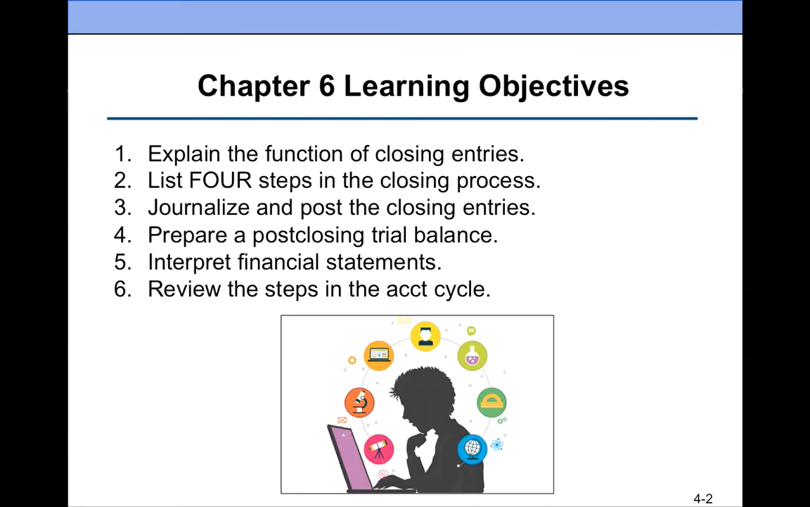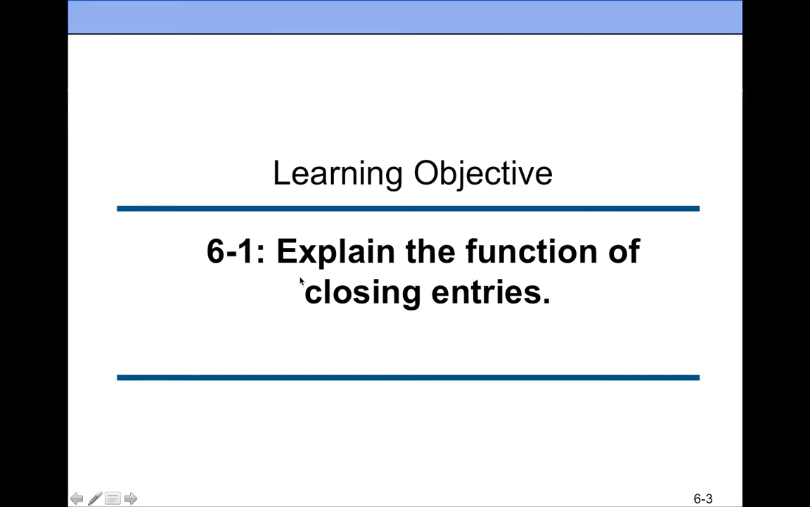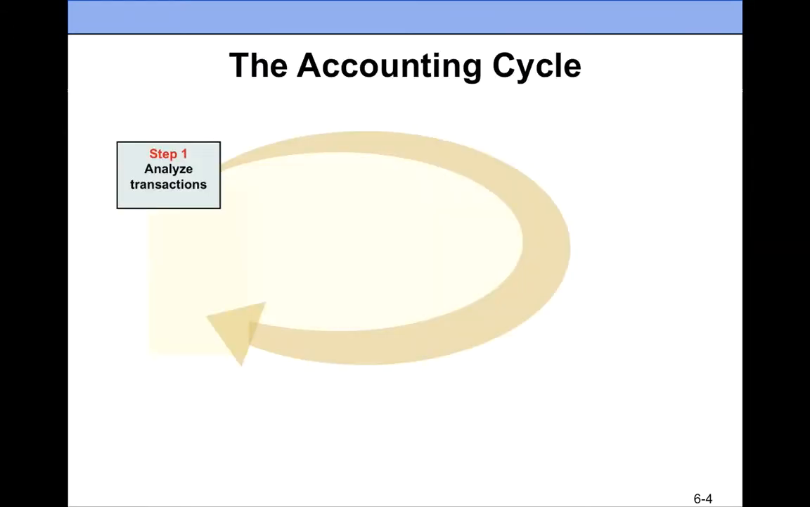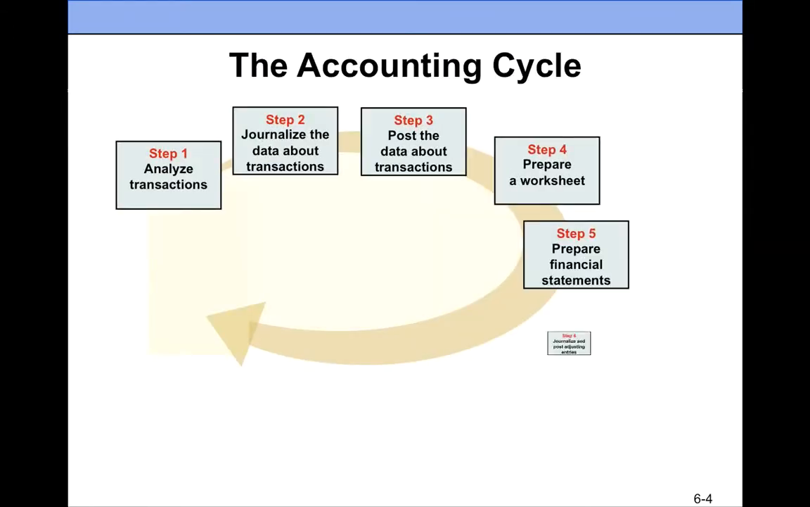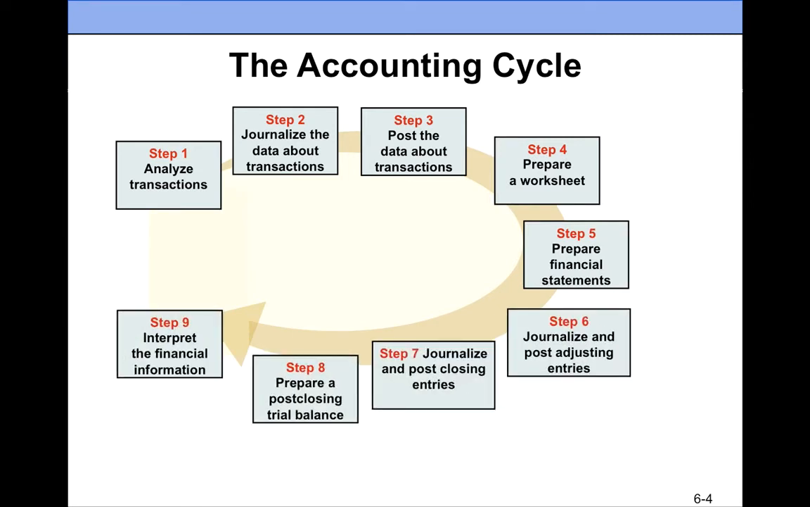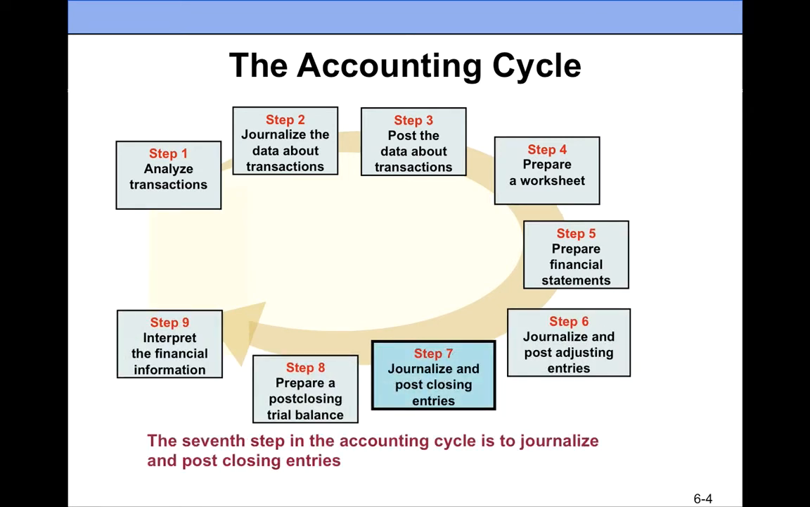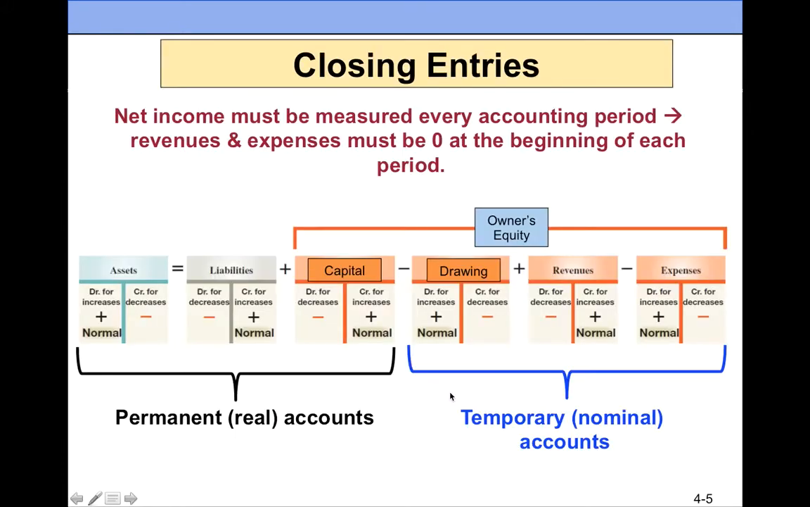So again, in this chapter, we're going to talk about closing entries, the last 4 journal entries, and also the last accounting report called the post-closing trial balance. And then we will talk about the interpretation of the financial statements. So the first objective is to explain the function of closing entries. As I mentioned, we are going to cover the last 3 steps of the accounting cycle. Right now, I want to focus on step 7: journalize and post closing entries.